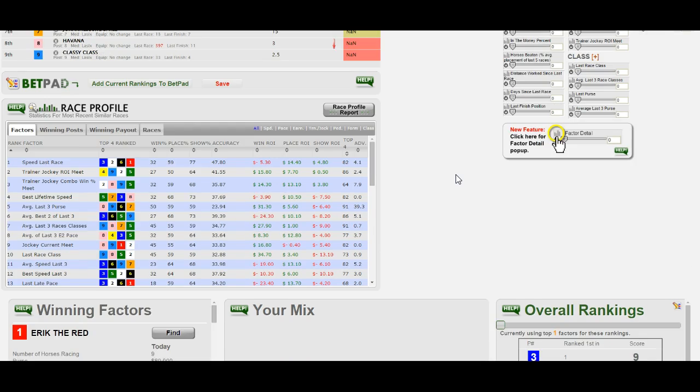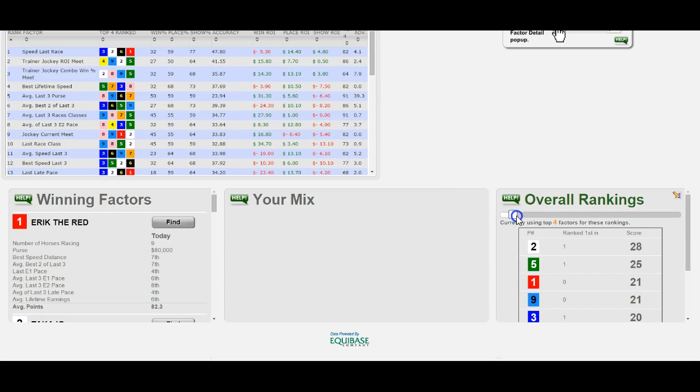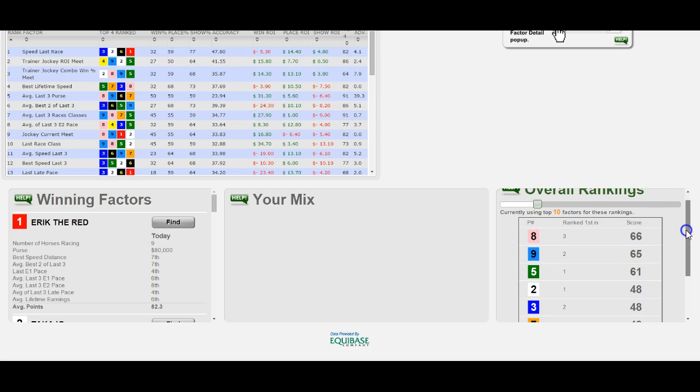But this is a quick way to take, let's say, the top 10 factors. I want to look at the top 10 factors, and using only those, the order is 8, 9, 5, 2, 3, etc. You can see the difference in the score. It's not that great of a difference between the 8 and the 9. We're talking 1 point here. So these are very closely ranked.